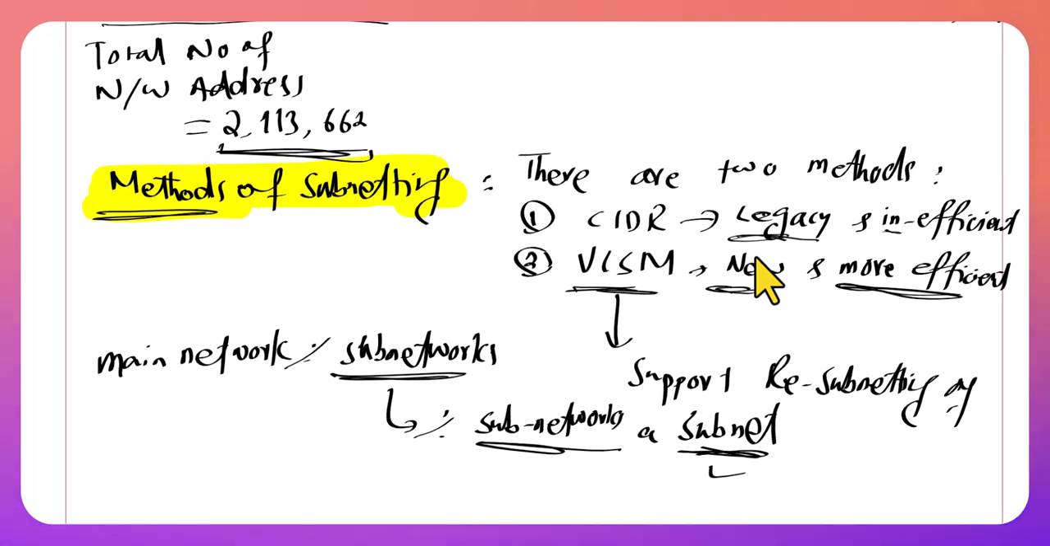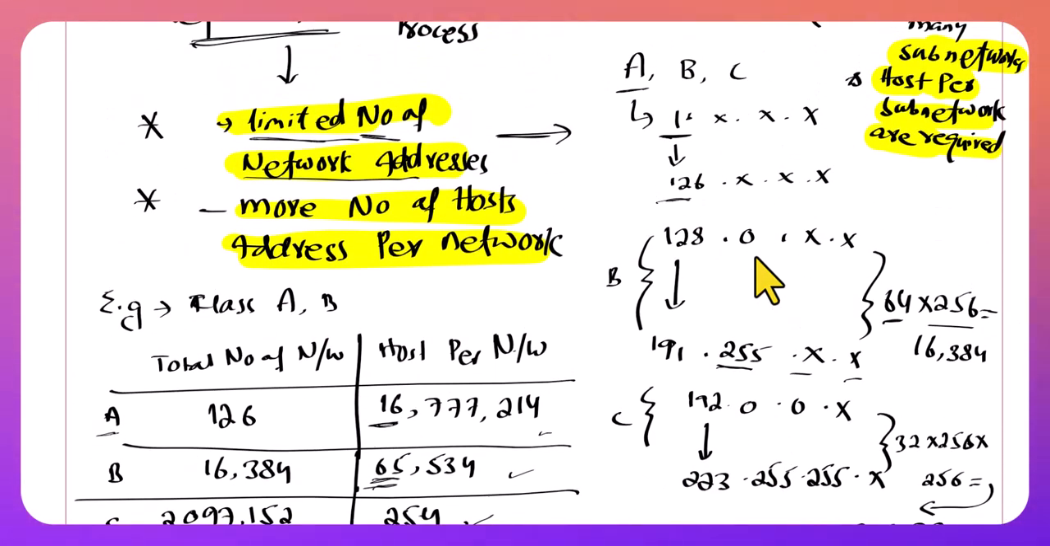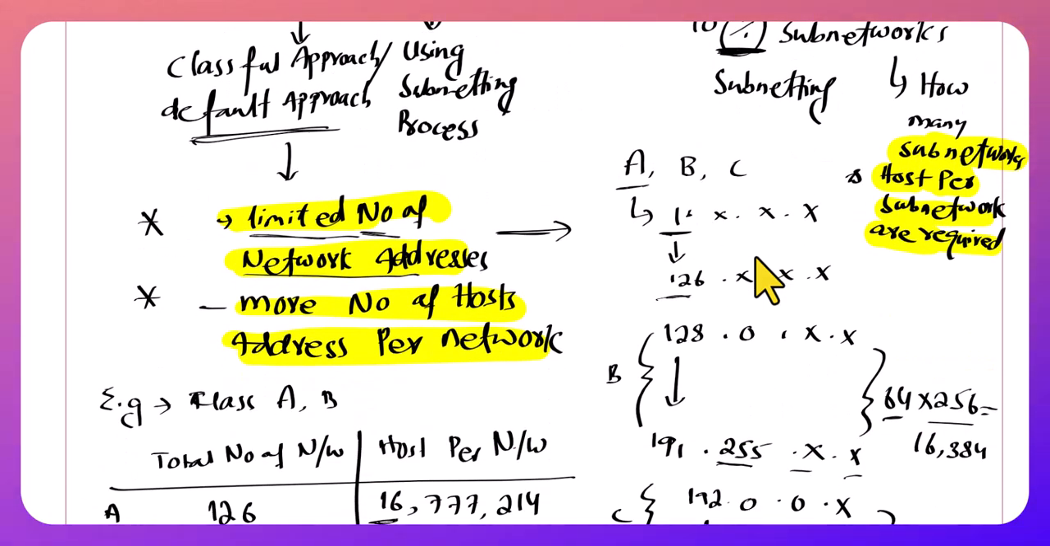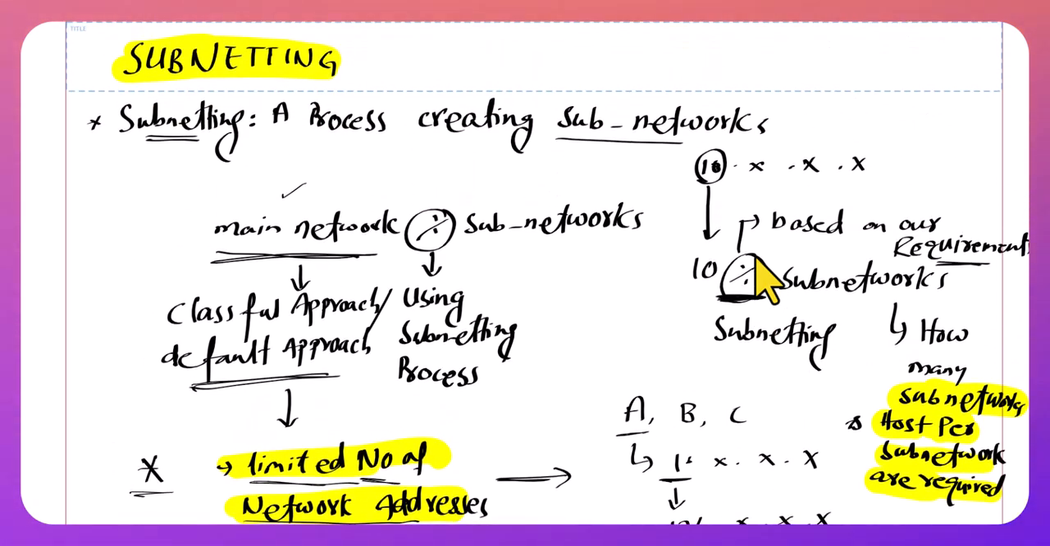Right now just keep in your mind that subnetting has two methods, CIDR and VLSM. And this was the reason why we need subnetting. These were the problems: a limited number of networks and a large number of host addresses per network. To solve these problems, we have a solution. That solution is called subnetting, a process of creating subnetworks.